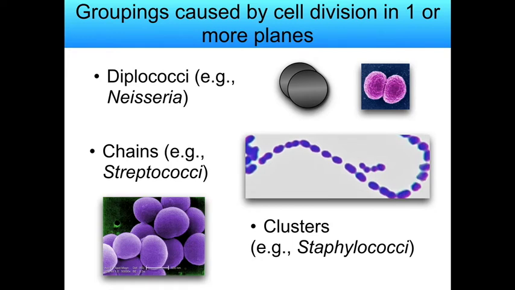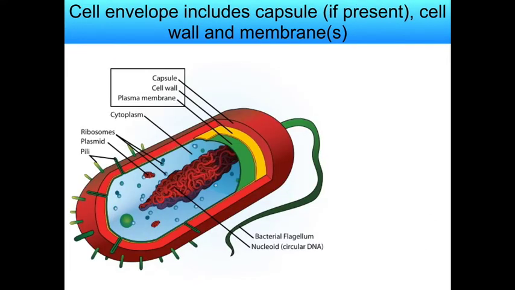So there's diplococci, which are characteristic of Neisseria, Neisseria meningitidis, and Neisseria gonorrhoeae. There's chains, which are characteristic of streptococci. Streptococcus pyogenes, which causes strep throat, is an example. And then there's clusters. For example, the staphylococci, Staphylococcus aureus, is an example. Now, I'm listing the bacterial names just as a reference. You don't need to memorize them for this lecture.